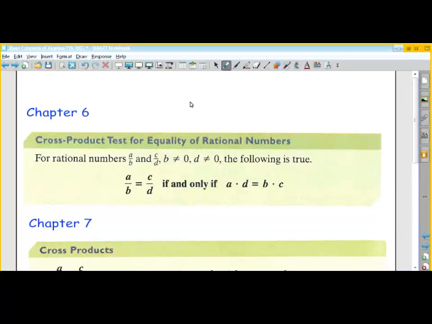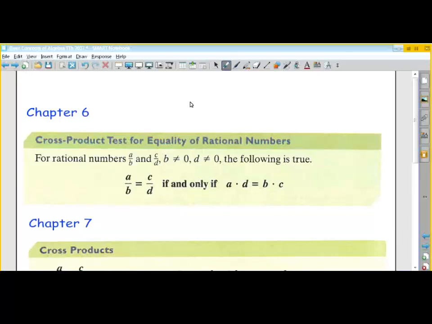And so these were 2 rational numbers. A, B, C, and D are integers. And B and D have to not be 0, because if they were 0, then you'd have an undefined result. And so what they're saying is that for these 2 ratios to be equal, the cross product, the numerator times the denominator from one side to the other, is equal to the opposite. So we get A times D is equal to B times C.